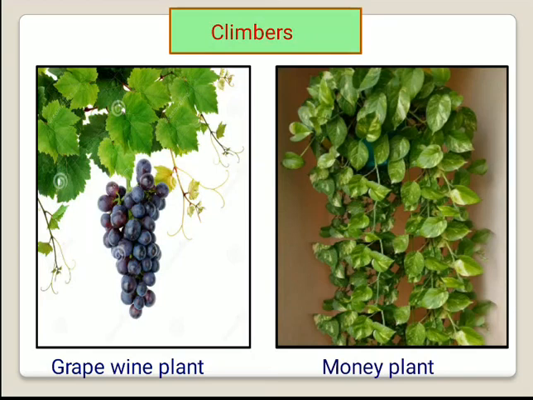Look at the new picture. Which are they? The first one is a grapevine and the second one is a money plant. These plants do not grow like the other plants. Do you know why? It is because these plants are weak. They cannot grow straight on their own. So that's why they need support to grow. These plants climb up taking the support of a wall or other plants or sticks. These plants are called climbers.